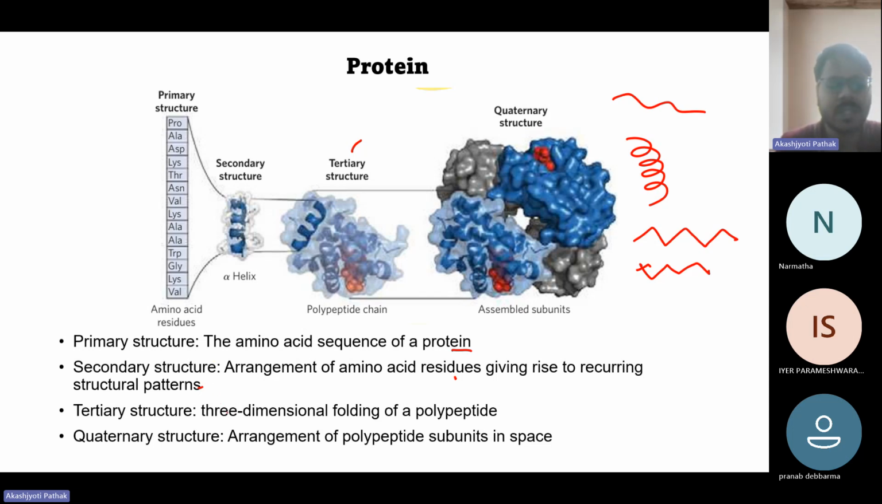And what is tertiary structure then? It is the three-dimensional folding of a polypeptide. How my protein is folded in three-dimensional space is called the tertiary structure. And quaternary structure is when different polypeptide subunits arrange in space. If you have read about the structure of the hemoglobin protein, then you must have learned about quaternary structure. Hemoglobin has two alpha and two beta subunits, and when these different subunits come together and form a complex, we call it a quaternary structure.